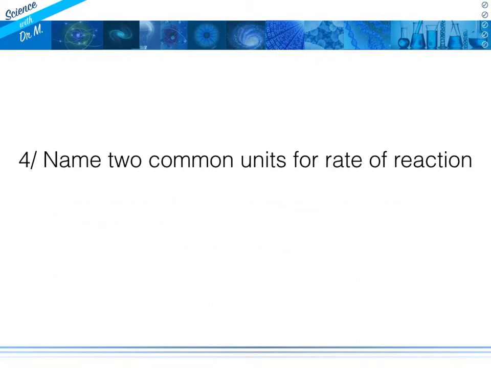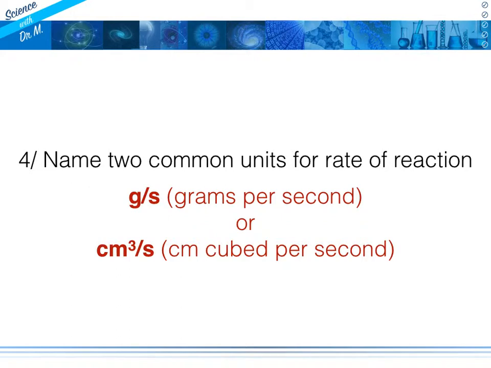Okay, question number 4. What are the two common units for rate of reaction? I'm looking for 2 quite different units. Okay, the answers are grams per second, or you could have grams per minute. And the other one is centimetre cubed per second, or of course you could have centimetre cubed per minute.